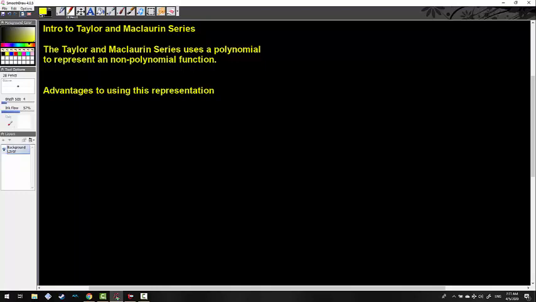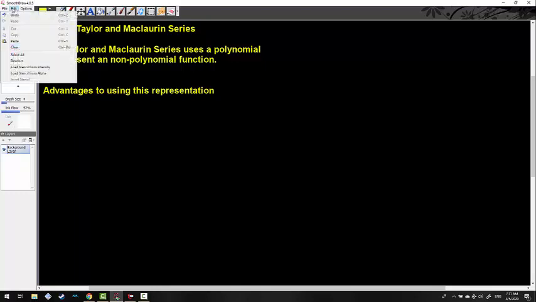And I already know what you're thinking. Why would we ever need or want to do such a crazy thing like using a polynomial this way? Well, there are some advantages to using a Taylor and a Maclaurin series, using a polynomial to represent a non-polynomial function. So I put them down here.